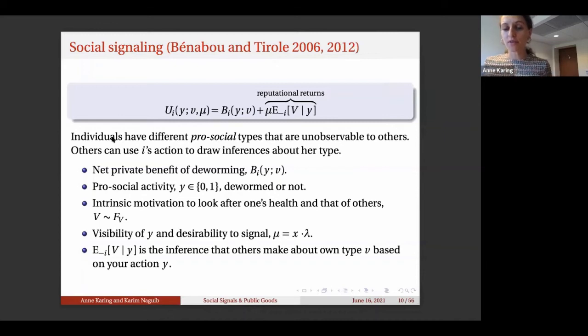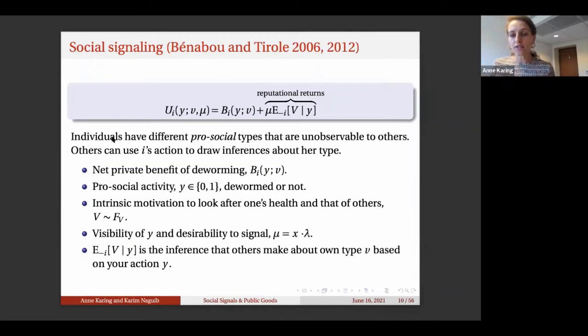The first term is going to be the net private benefits that an individual receives from participating, which is the action Y, deworming or not deworming, basically in this activity. And there's also going to be a cost term, which, in this scenario, is basically walking to the deworming treatment location.